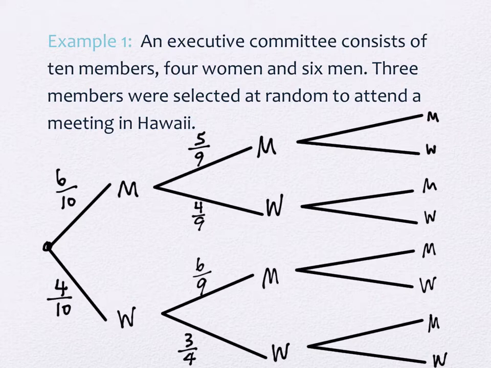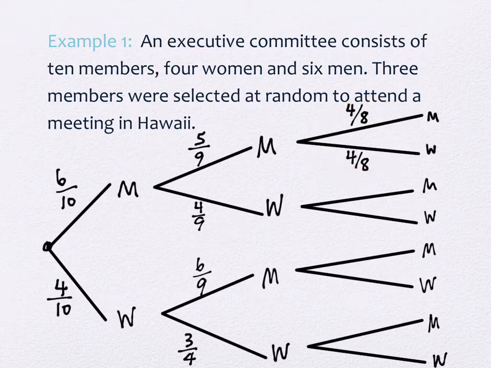So along the very top branch, 2 men's names have been drawn, right? So how many men's names are left? 4. There's 4 left. Out of how many names total? 8. And how many women's names? 4. The same 4, because none of them have been drawn, out of 8. So again, notice this set of branches adds up to 1. Every set of branches has to do this, okay?